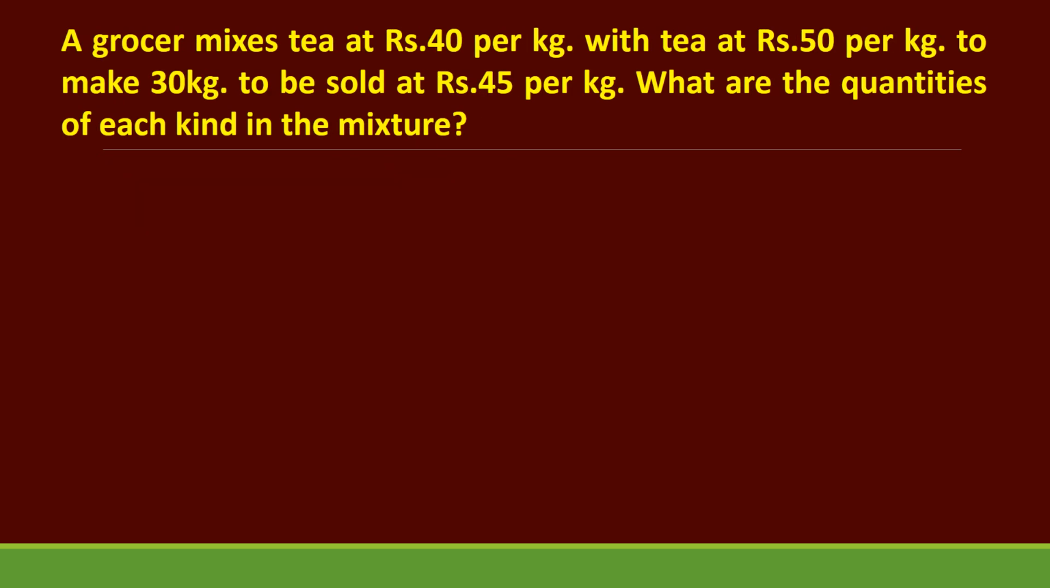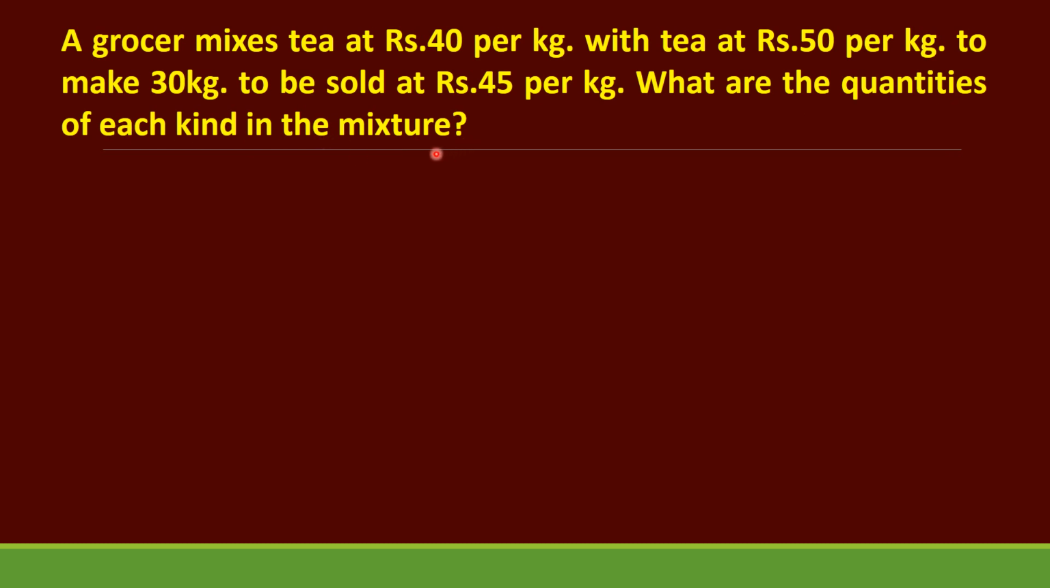And now let us consider a different question. Here it is given that a grocer mixes tea at rupees 40 per kilogram with tea at rupees 50 per kilogram to make 30 kilograms to be sold at rupees 45 per kilogram. What are the quantities of each kind in the mixture?